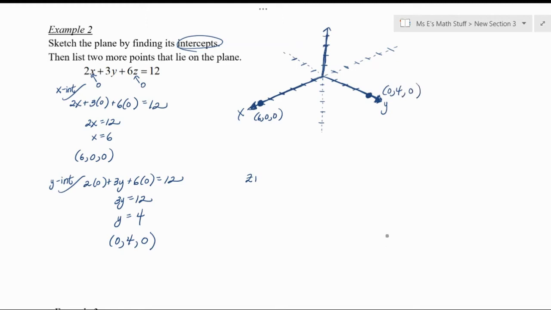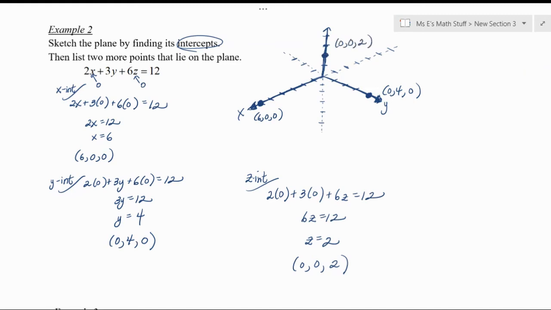Okay, now let's find the z-intercept. Okay, z-intercepts will happen when your other 2 coordinates are 0. So it looked like 2 times 0 plus 3 times 0 plus 6z equals 12, which of course simplifies to be 6z equals 12, which means we got z equals 2. Right? Ordered triple, it would be 0, 0, 2.